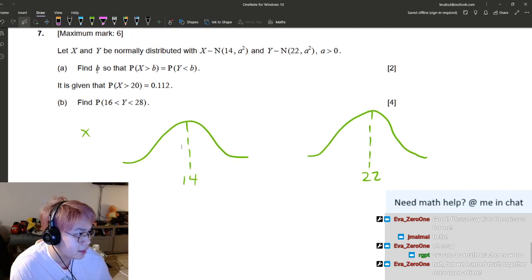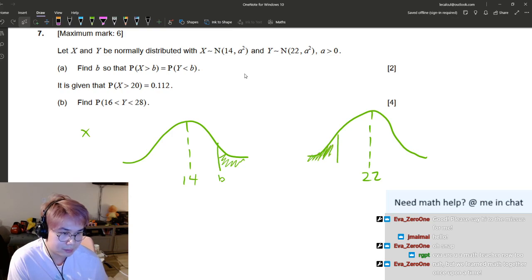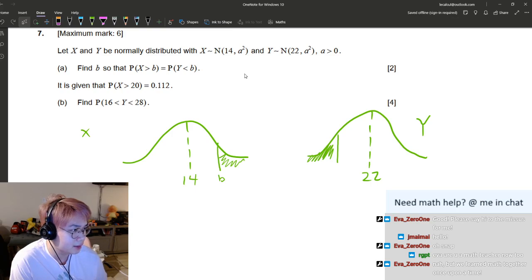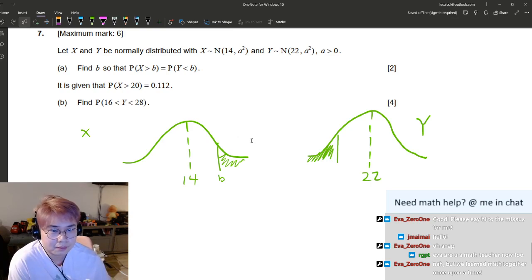And then I need to find a b value so that when x is larger than b, this is the same as the area for y being less than b. So these are exactly the same area. Let's see. Oh, and this is b.